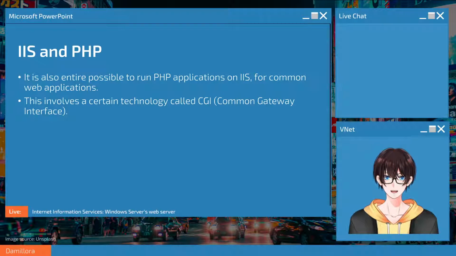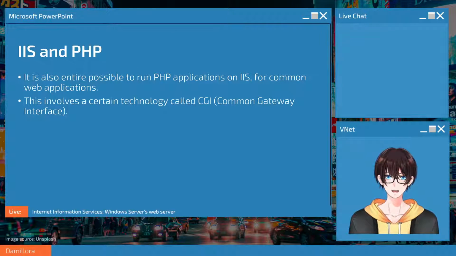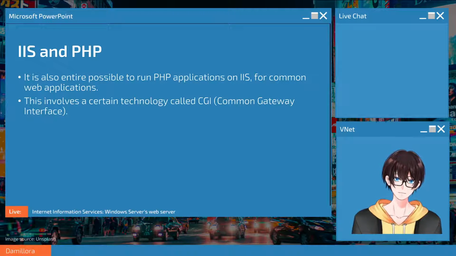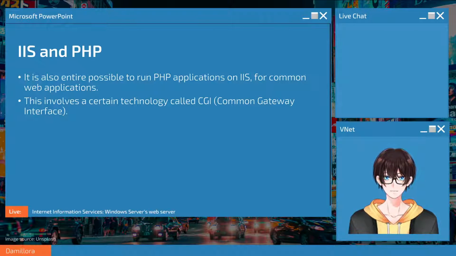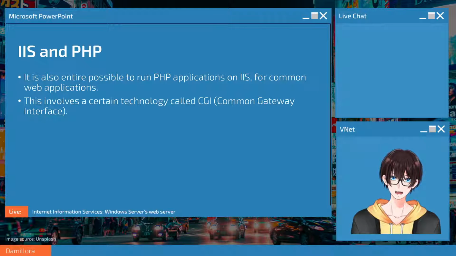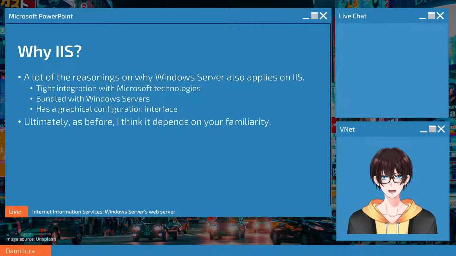And it involves a certain technology called the CGI, Common Gateway Interface, the standard that allows communication between the web server and the application runtime like PHP. And so I will actually try to deploy PHP on this particular stream. And yeah, this is a short one, and why the Internet Information Services?